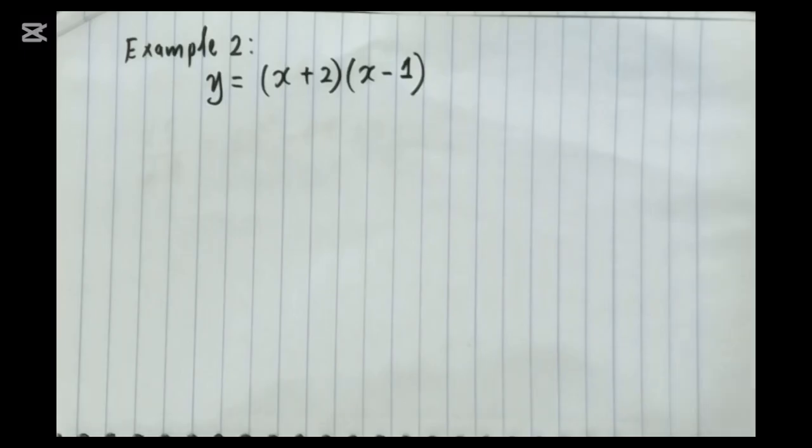Why don't we try another example and see where this leads to? Awesome. Example 2, we are having a polynomial or a function y, which basically is factorized. So it is x plus 2 into x minus 1.